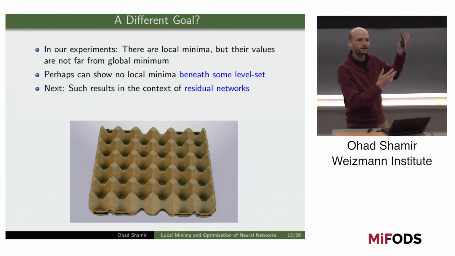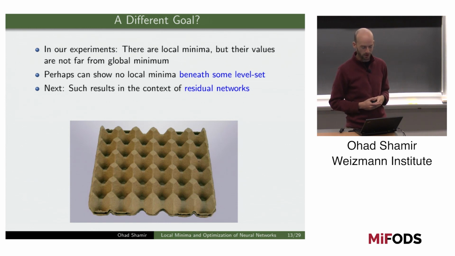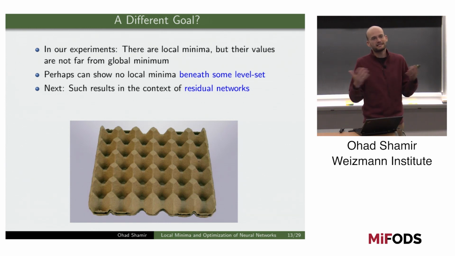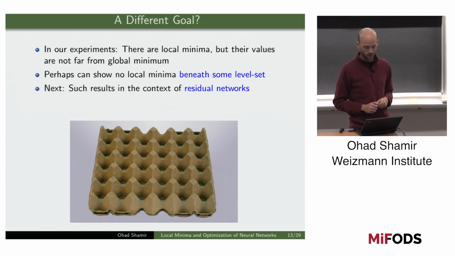But if I run gradient descent on this thing and converge into the bottom of one of those valleys, is this really a bad point? Not really. So again, maybe instead of talking about local minima, we can just consider local minima beneath some level set and show that they don't exist. And what I'm going to talk about next are exactly these kinds of results in the context of residual networks.